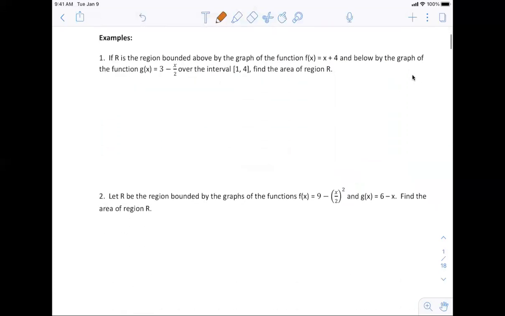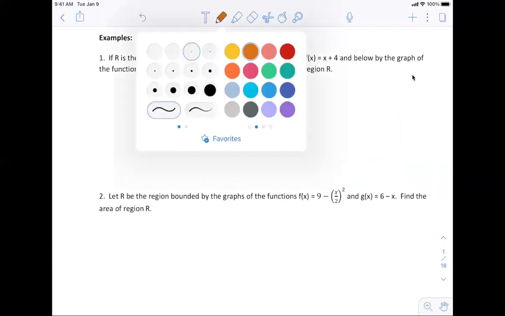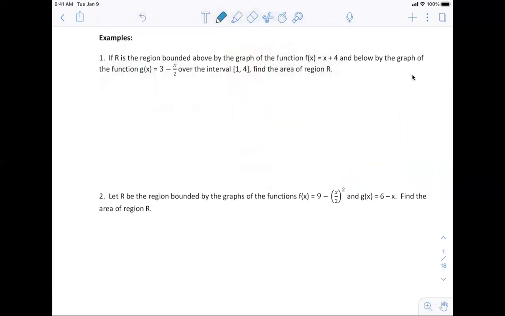Okay. Number 1 says, if R is the region bounded above by the graph of f of x and below by the function g of x over the interval from 1 to 4, find the area of region R. So it was very kind of them to tell us which one was the top and which one was the bottom. If we don't know, then we need to look at the graphs. Typically on the AP exam, these types of questions, the graph is provided.